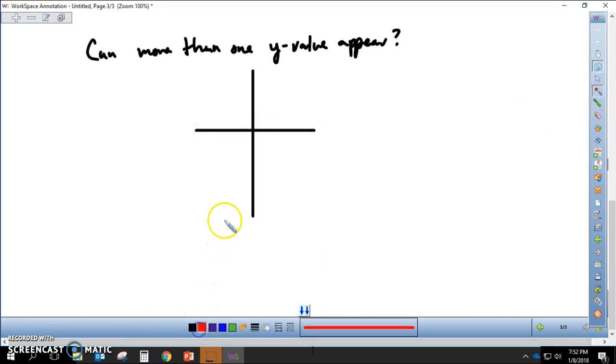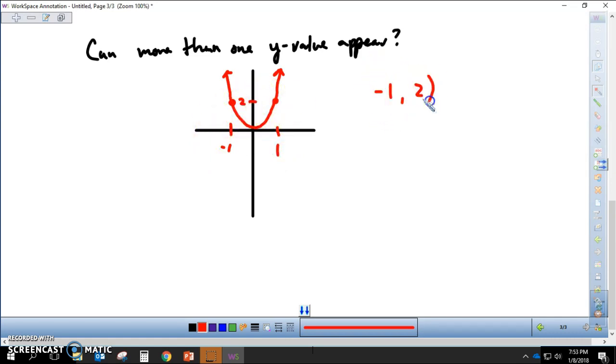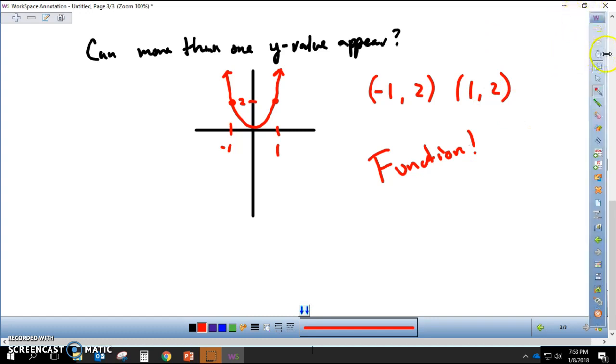And that would be a parabola. I'll do my best to draw a parabola here. We'll call this value 2. So here at -1 and then here at 1, my y value repeats, but they have different x's. This is okay. This is a function. And that's a common question that is asked in these lessons.